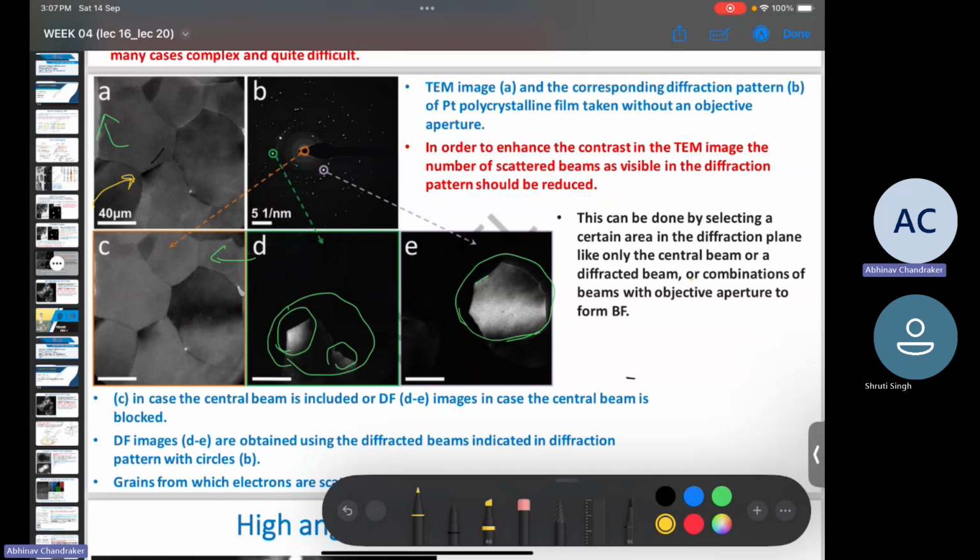For the transmitted beam, we'll be able to form a bright field image, and for any of the diffracted beams, we'll be forming dark field images, right? So D and E are two dark field images, and C is the bright field image. And it was also discussed in the professor's lecture why we get these kinds of contrasts, some bright regions and dark regions, what could be the possible causes for it.